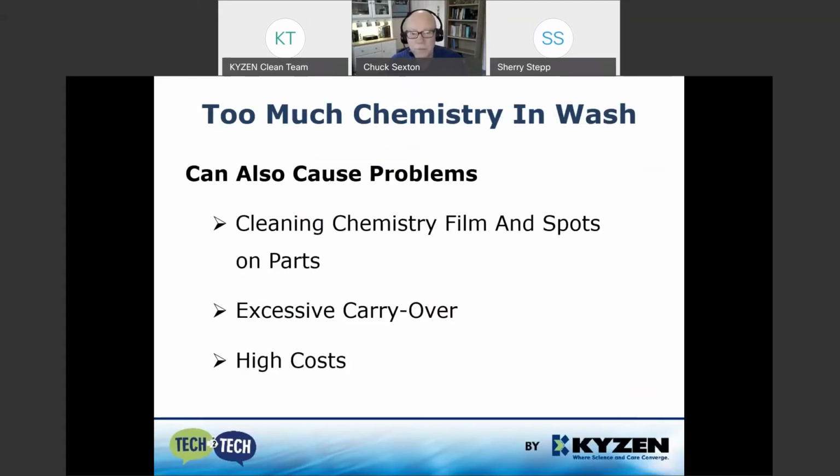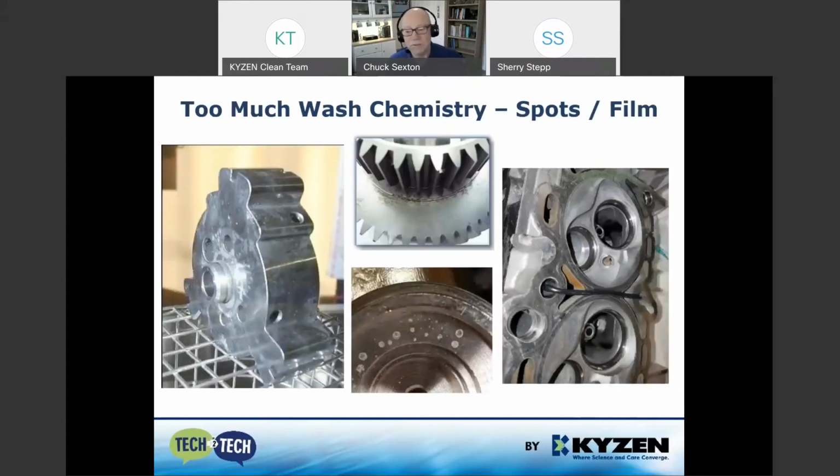Too much chemistry in the wash can cause problems as well. Cleaning chemistry, film, and spots by not rinsing well enough. Excessive carryover of wash to the rinse, where you load up the rinse and end up with spots. And high costs, where you're buying chemistry that you don't really need to buy. This is an example of parts where we used a corrosion inhibitor and cleaning chemistry in the wash stage. It didn't get rinsed off well enough, and you ended up with white spots. White spots are really typical of having a residue left from the cleaning chemistry and the corrosion inhibitors.